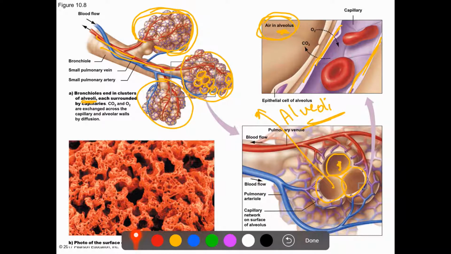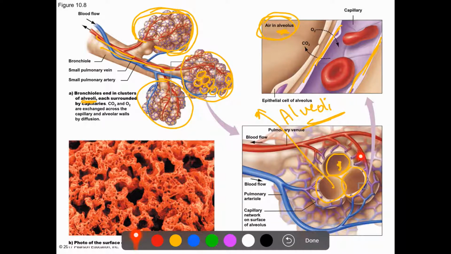Now, the lungs receive deoxygenated blood from the right ventricle. So this is the deoxygenated blood coming through the pulmonary arteries, if you remember, and this is coming from the right ventricle of the heart. And when it is around the alveoli, these capillaries will allow the blood to come very close to the alveolar wall. And as we said, the oxygen will diffuse in, the CO2 will diffuse out.